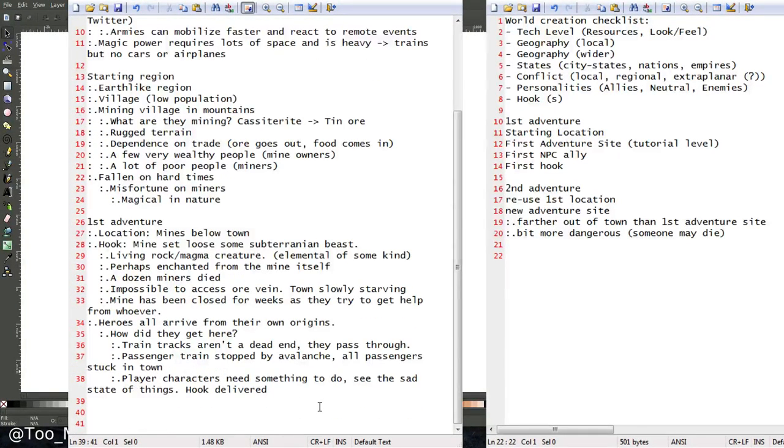So mine's been closed for weeks. Presumably, this town has someone they supply with their ore to who would be keen to help them out, but maybe help hasn't come. Maybe it's the wrong time of year or something terrible like that. So now we've got these player characters and their gear, and maybe they're level 1, maybe they're level 16. We haven't really decided yet.